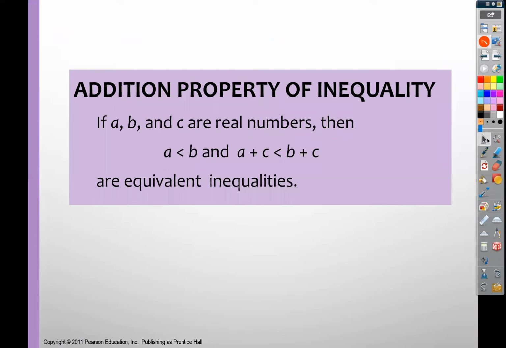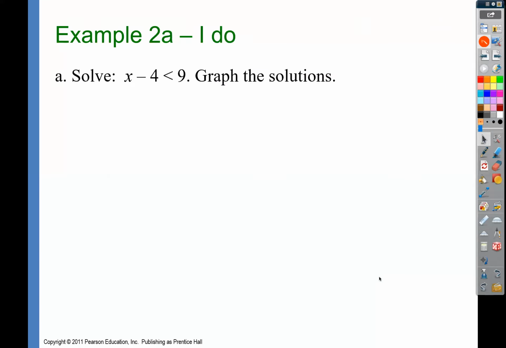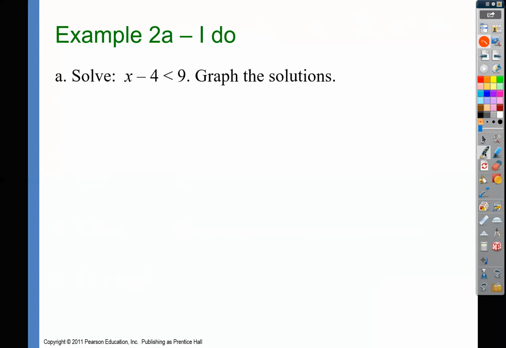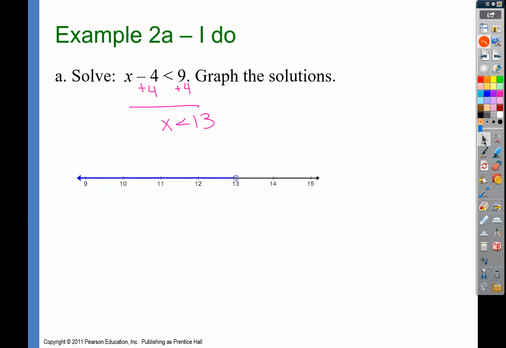Okay, addition property of inequality, basically they're equivalent inequalities if you add the same thing on either side. So 2a, solve x plus 4 is less than 9, so I'm going to add 4 to both sides. And I'm going to get x is less than 13, and so to graph it, it would look like this. You would have an open circle at 13 and be pointing to the left.